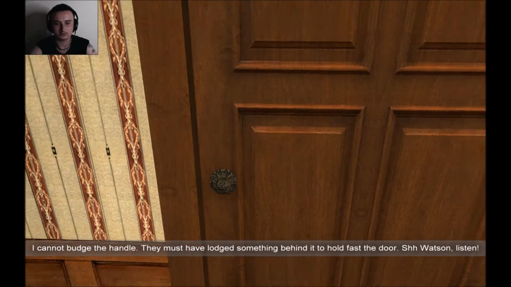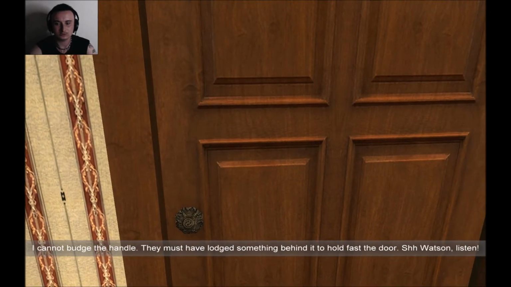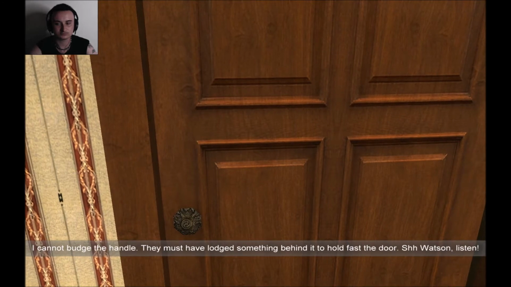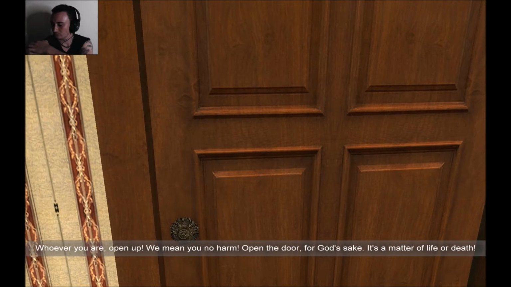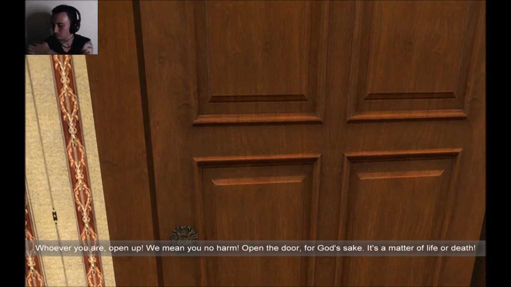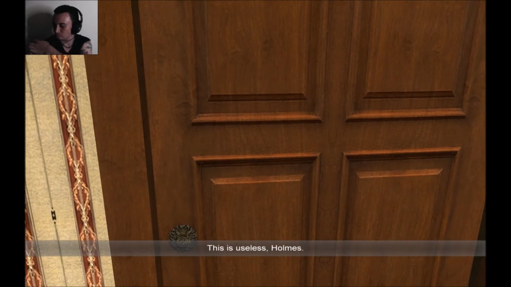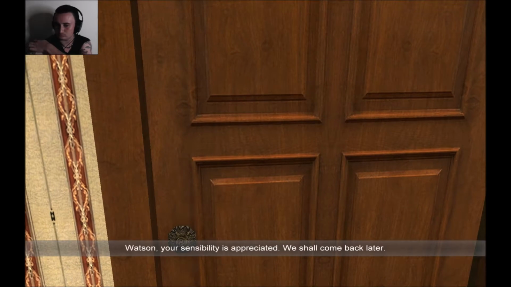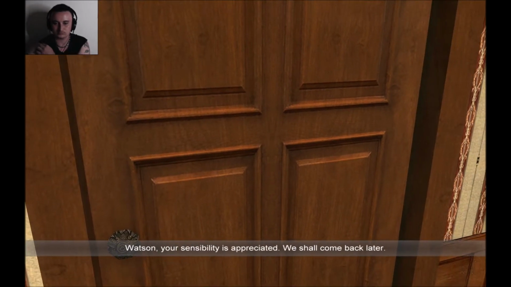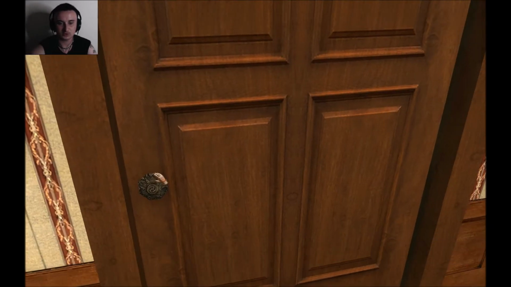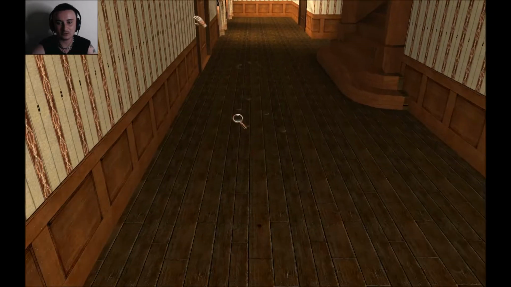I cannot budge the handle. They must have lodged something behind it to hold fast the door. Shh, Watson, listen. Whoever you are, open up. We mean you no harm. Open the door for God's sake. It's a matter of life or death. This is useless, Holmes. Watson, your sensibility is appreciated. We shall come back later. So there's somebody in there, but they don't want to talk to us yet.